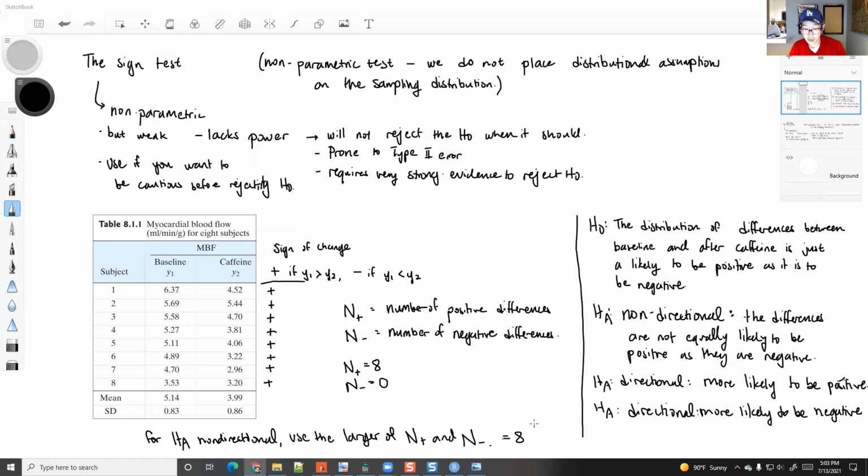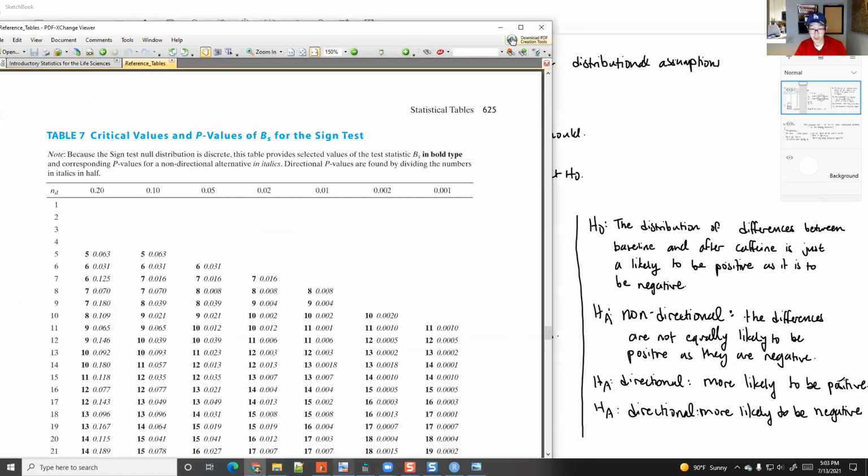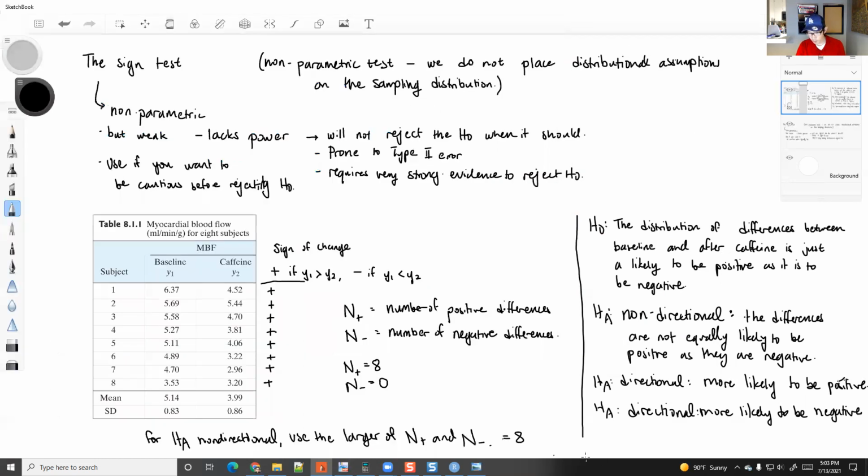All right, and so we would go to the table, and our corresponding directional p-value for the number of signs or number of differences we have is 8, and our test statistic is 8. So our corresponding p-value for a non-directional alternative, which is what we have, is 0.008. So we go to the sign table, and the non-directional p-value.